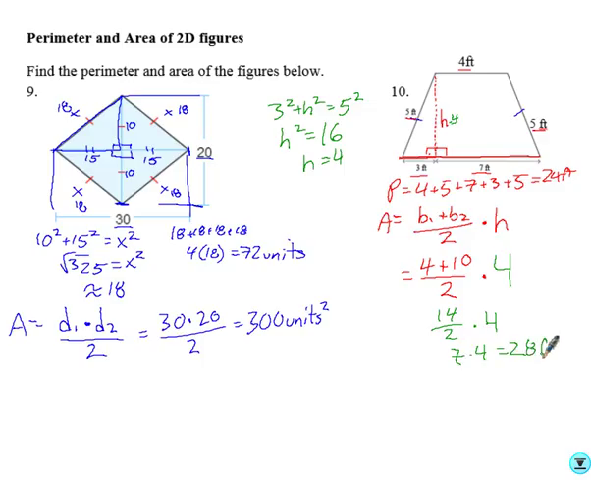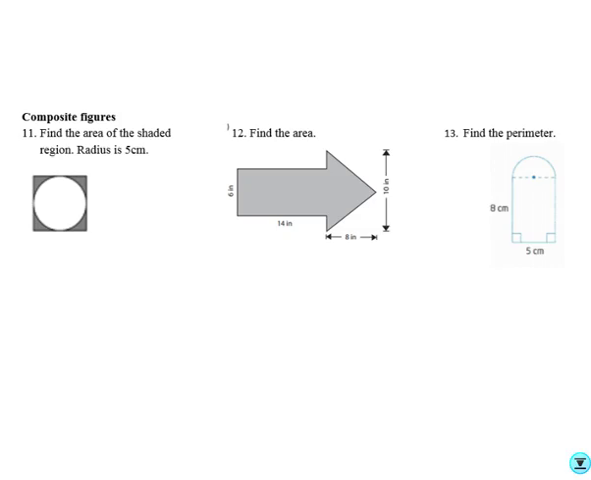So that would be feet squared. So that is the area of the trapezoid. Looking at composite figures. Composite figures are when you either have to add pieces together or subtract pieces because you're removing something. So number 11 is find the area of the shaded region.